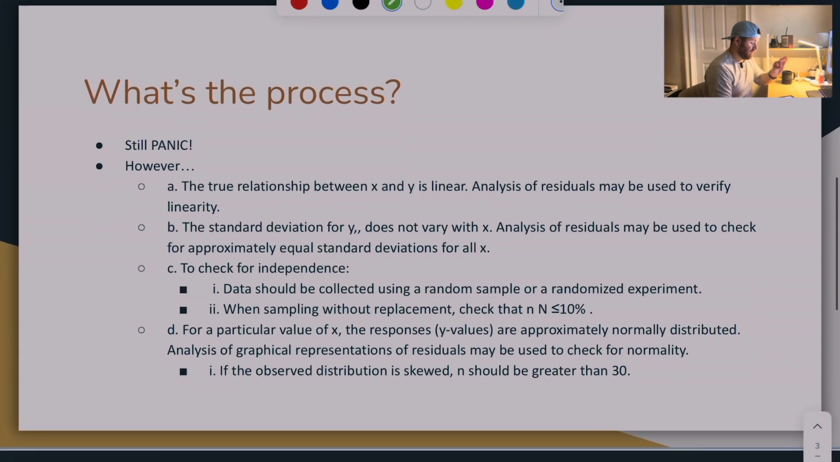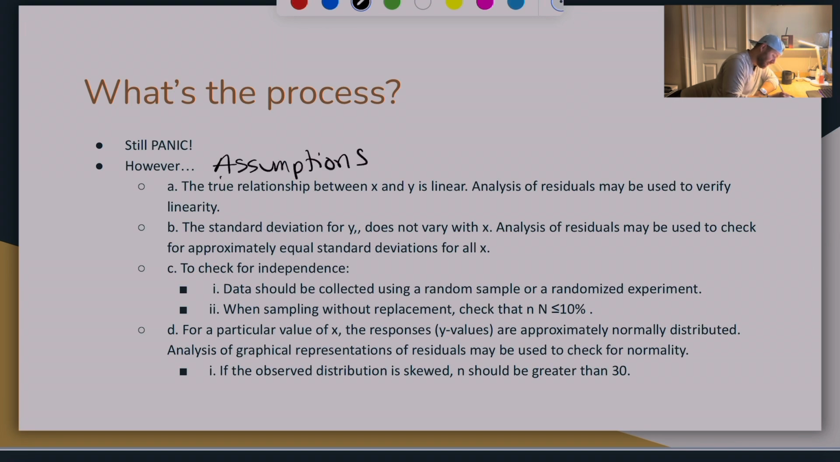Now, here's where things get weird, right? The process for doing this is still PANIC. However, these are all of your assumptions. And if you notice, there's a lot of them, right? We need to make sure we have a true linear relationship, and it says that you can analyze residuals. This is actually copied and pasted from the AP Stats course and exam description. The standard deviation for y does not vary with x. There's an extra comma here accidentally. Pretend that that's not there.